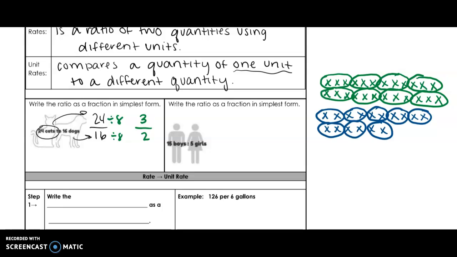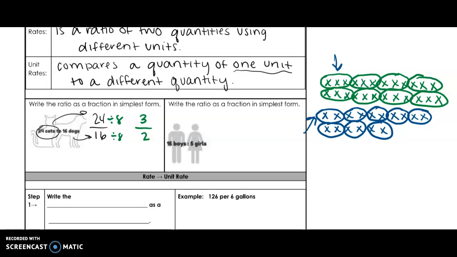And so what I've done is I've evenly split my dogs and my cats into the same amount of groups. And in order to split them into the same amount of groups, I had to do 3 cats in one group and 2 dogs in one group. So we're looking at how many cats there are compared to dogs. When we compare them, it looks like for every 3 cats that I have, 2 dogs in one group.